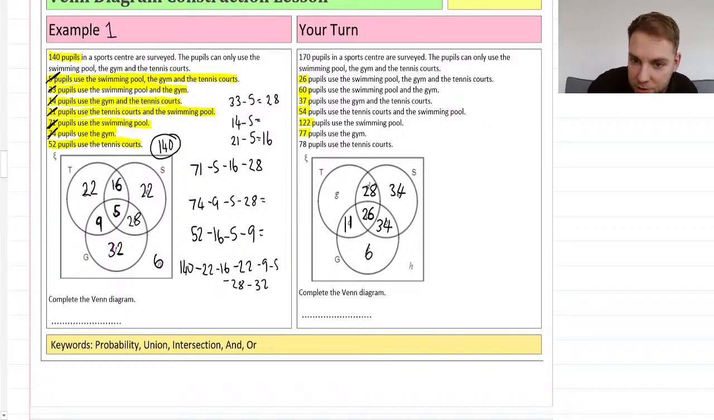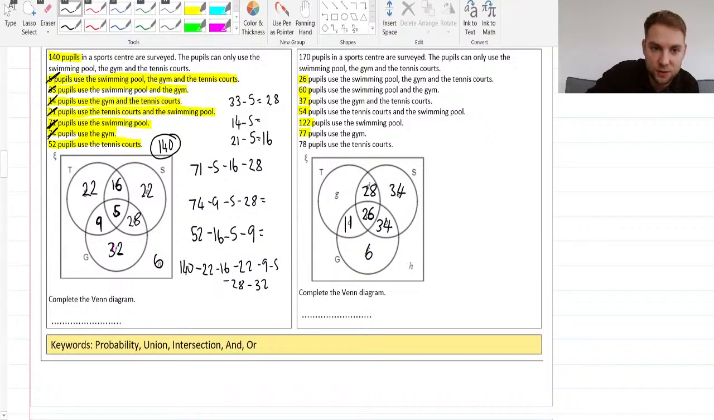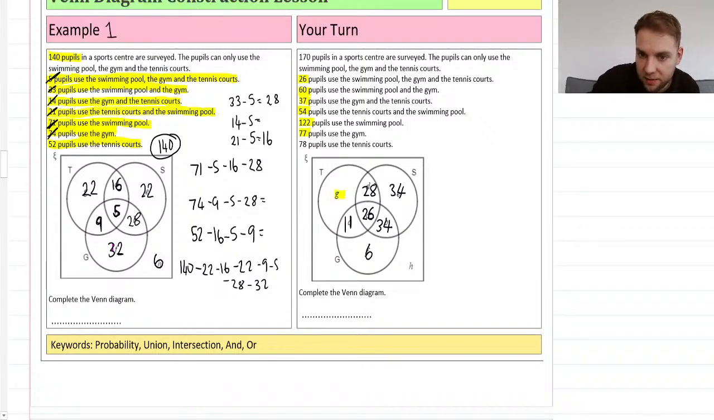For our tennis court, which is the last one here, it's going to be this one, this one, this one, and this one. So it needs to be 78 minus those three which are already in there. So 78 minus 11 minus 26 minus 28, which is equal to 13 outside.